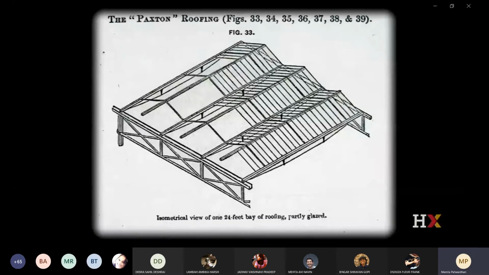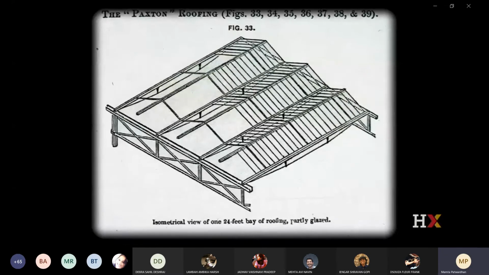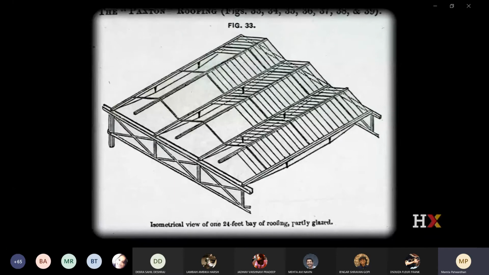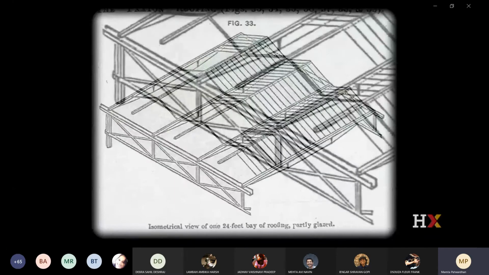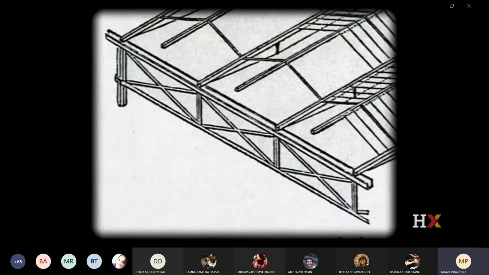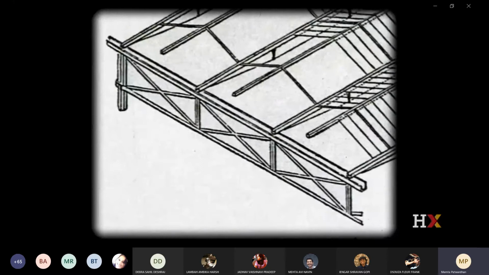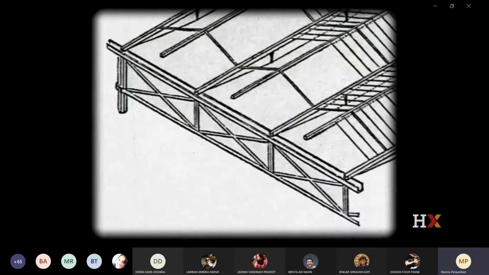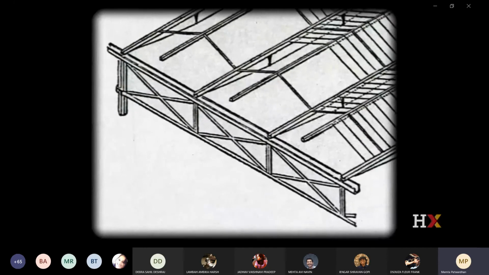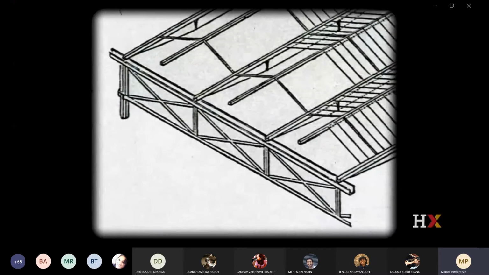Here we have a more detailed view of the Paxton roofing principle, which may look simple, but which is full of refinement. For example, the wood beam is rigidified through iron cables, a little bit like a truss. You may note also the grooves at the base of the wood beams. They are meant to allow for the water produced by condensation to be evacuated.